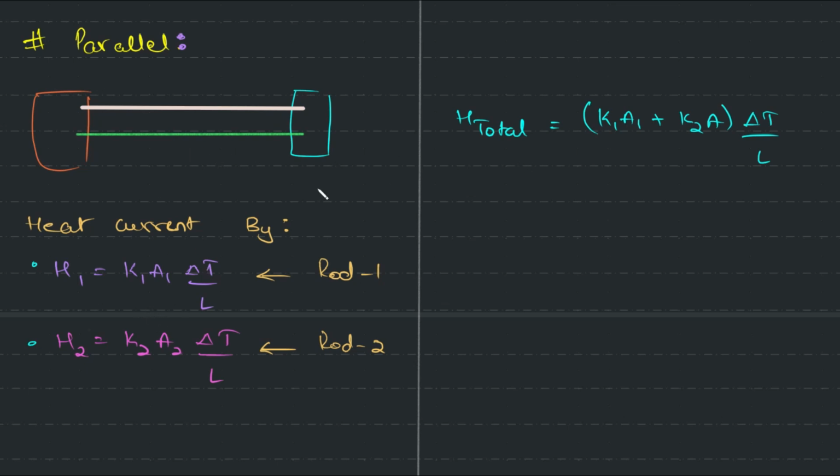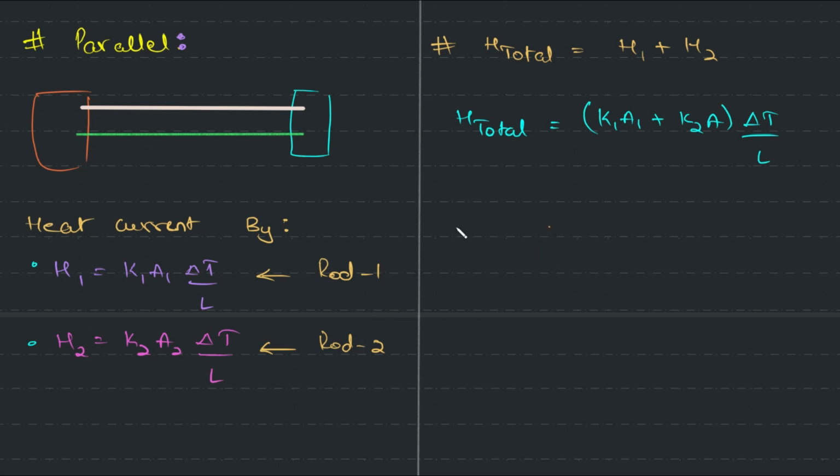So the total heat that will transfer from one end to another should be the sum of that. So H total has to be the sum of H1 plus H2 for this case. So heat moving from the source to the sink has to be the sum of each contribution. Do you guys agree? That's all I've written over there.